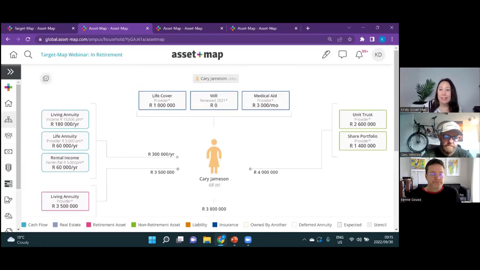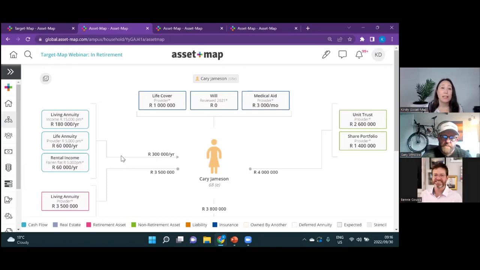In addition to that, this client also has a unit trust and a share portfolio. The client is currently earning 300,000 Rand a year, so 25,000 Rand a month. And that is a combination of 15,000 that she's drawing from the living annuity, as well as 5 from the life annuity and 5 from the rental income that she's receiving. But for this example, let's assume that she said, 25,000 a month is actually not enough. I want an income of 30,000 Rand per month.